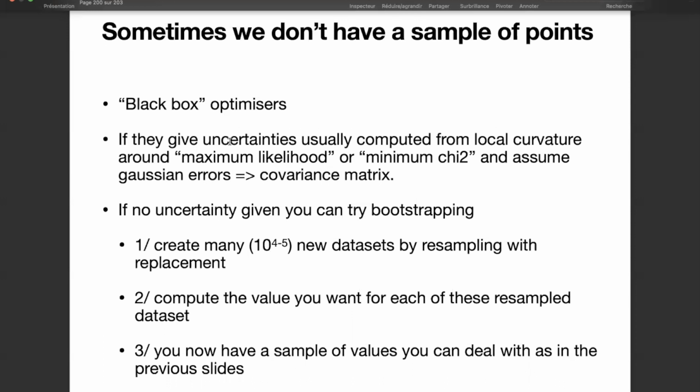And if the method doesn't give you any uncertainties, you still can try to use bootstrapping. So Frederick talked a little bit about it, and this is a different variant of bootstrapping in the sense that you only have one data set, and from that data set you can get one value. And you will create many, okay, 10,000 or even more, new data sets by sampling with replacement from this unique data set that you have. And then you compute the value that you want from each of these resampled data sets. And you're back to the same questions that we had before. You now have a sample of points that you can describe by every piece of information that I've shown before.